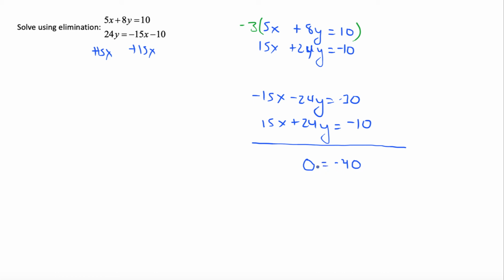Okay, this is called a contradiction, right? Obviously, 0 does not equal negative 40. So what does that mean, though, in terms of the original problem? Right, it means that there's going to be no solution. Okay, if you drew these two lines, they would never cross. Okay, they would be parallel lines.